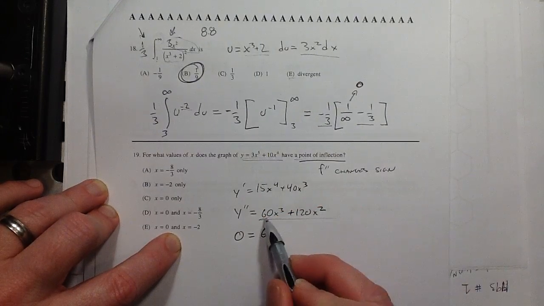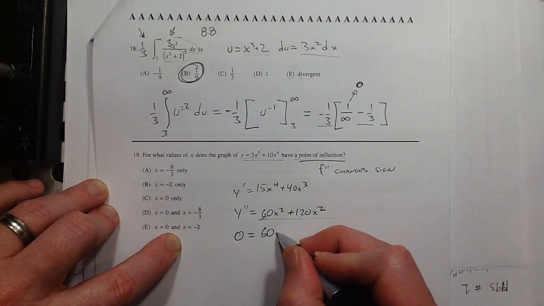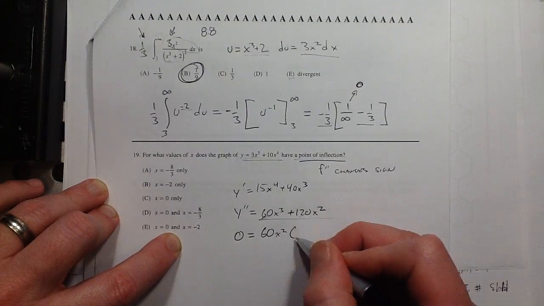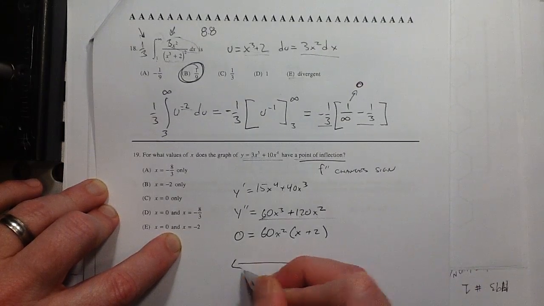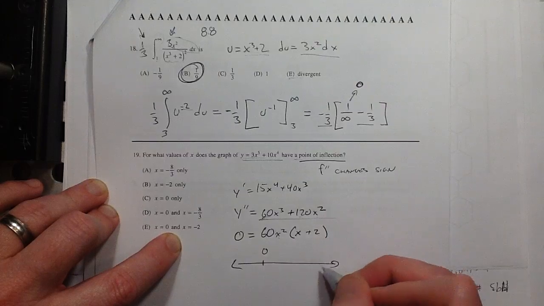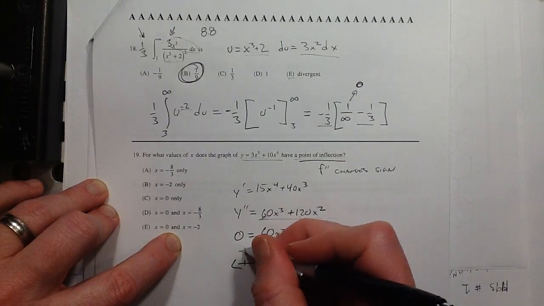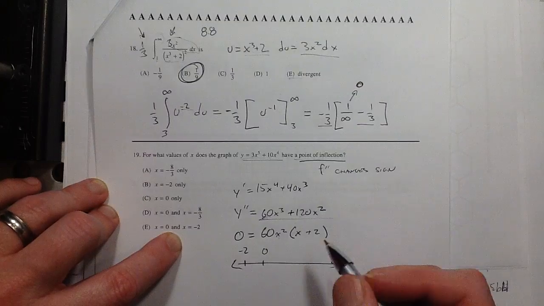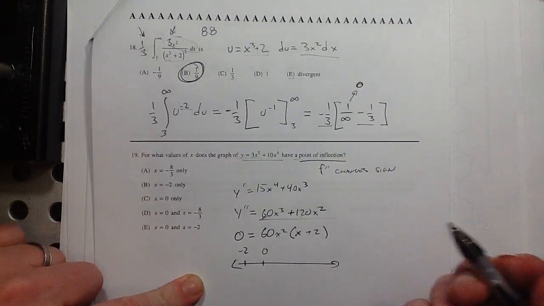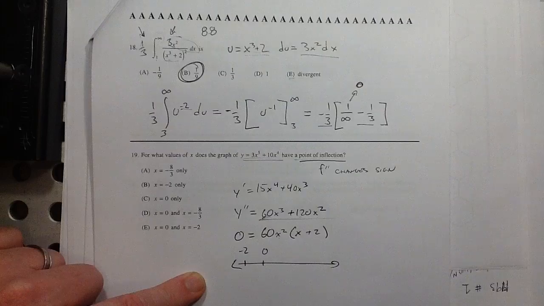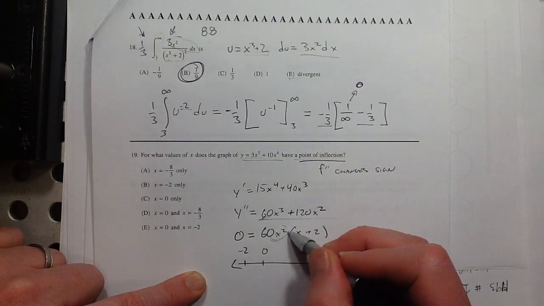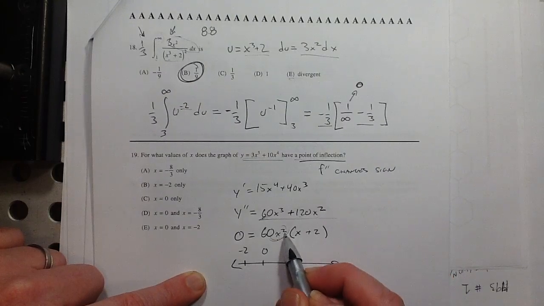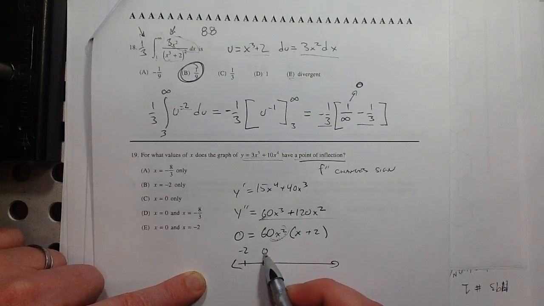And factoring, there's a 60x squared in common. Maybe x plus 2. You could make a sign chart, 0 and -2. This is x squared, so because this is being raised to an even power, we're not going to get a sign change at 0. We are going to get a sign change here.